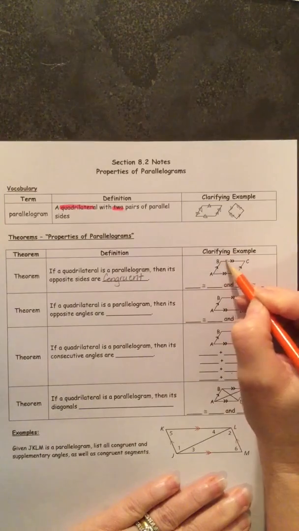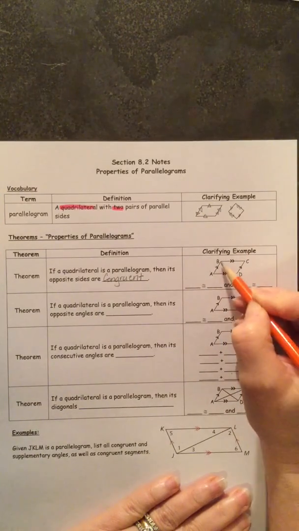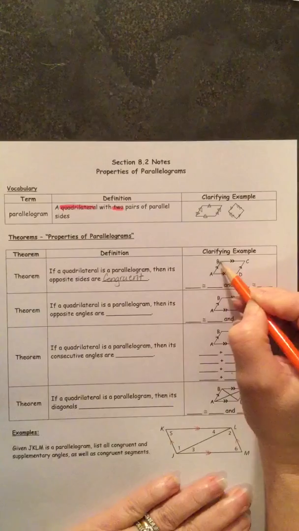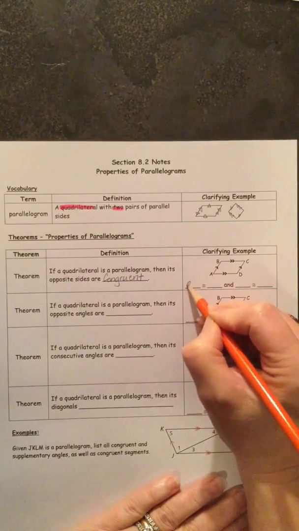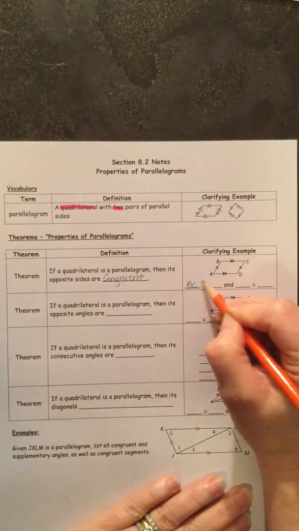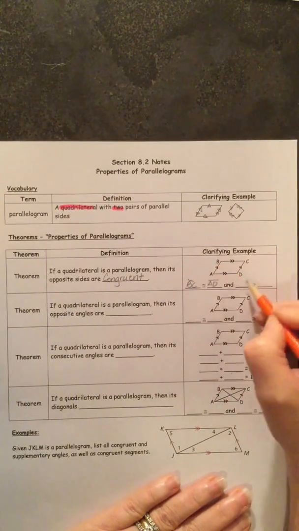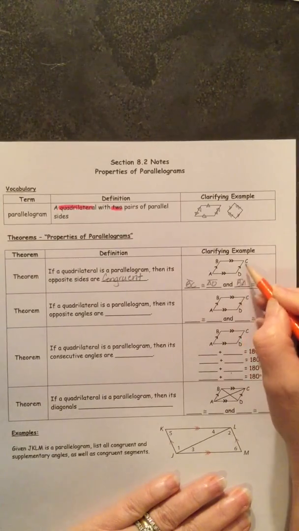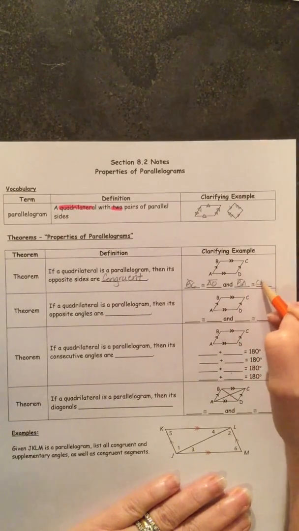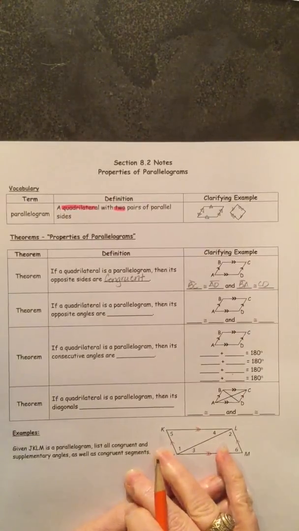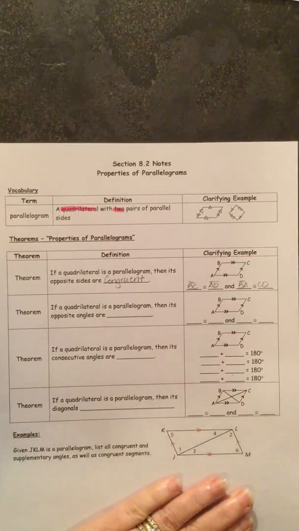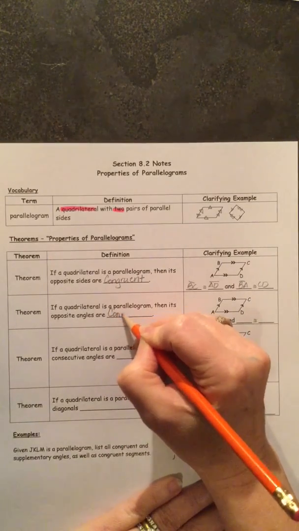Okay, that means we are looking at the horizontal sides and the vertical sides. In this picture, here we have BC, and it will be congruent to AD. And we have BA, and it will be congruent to CD. That's our first property. Our second theorem states our second property. If a quadrilateral is a parallelogram, then its opposite angles are also congruent.